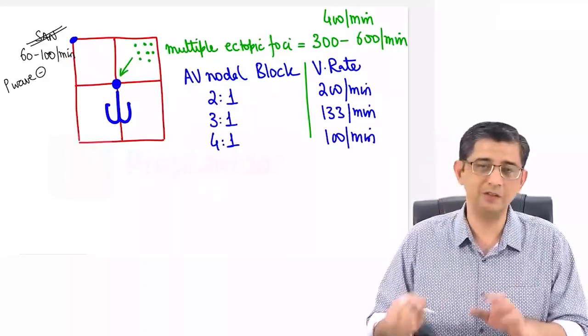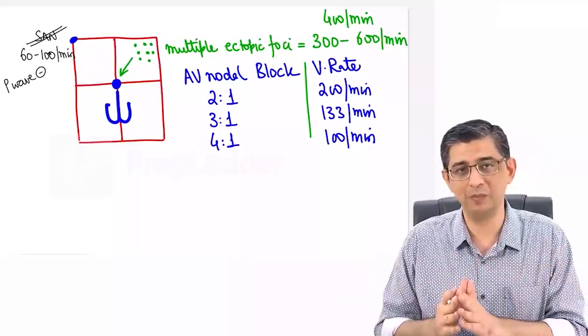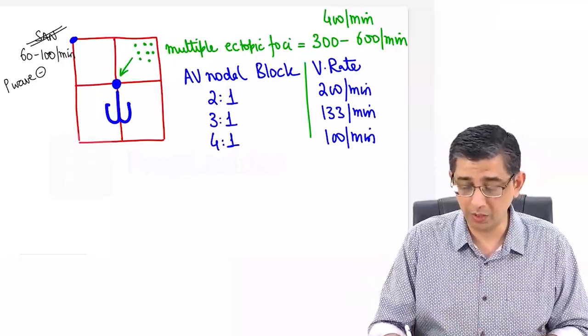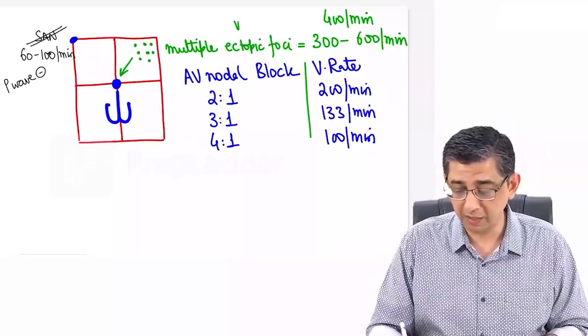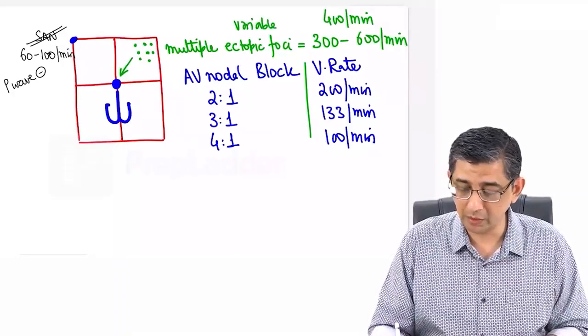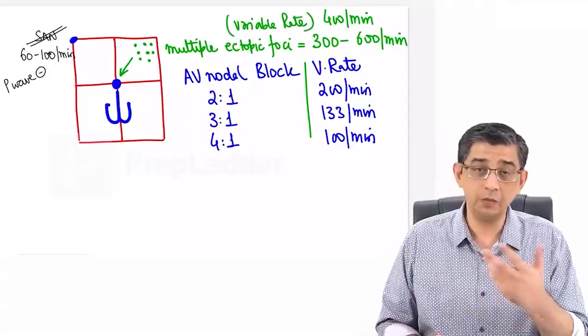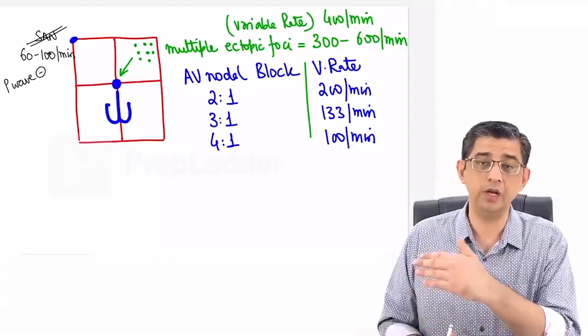Well guys, my objective is not to teach you mathematics. Please don't be bogged down by it. What I want to teach you is that in atrial fibrillation, these ectopic foci, each one of them, fire at a variable rate. For mathematical calculations, I set the value of 400, but it can be variable. It can be 400, 420, 450.